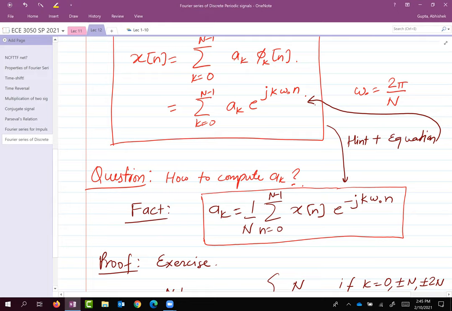So that's all I have for today. In the next class, we are going to talk about properties of the discrete time Fourier series, the Fourier series for discrete time signals, and then we'll look at a few examples.